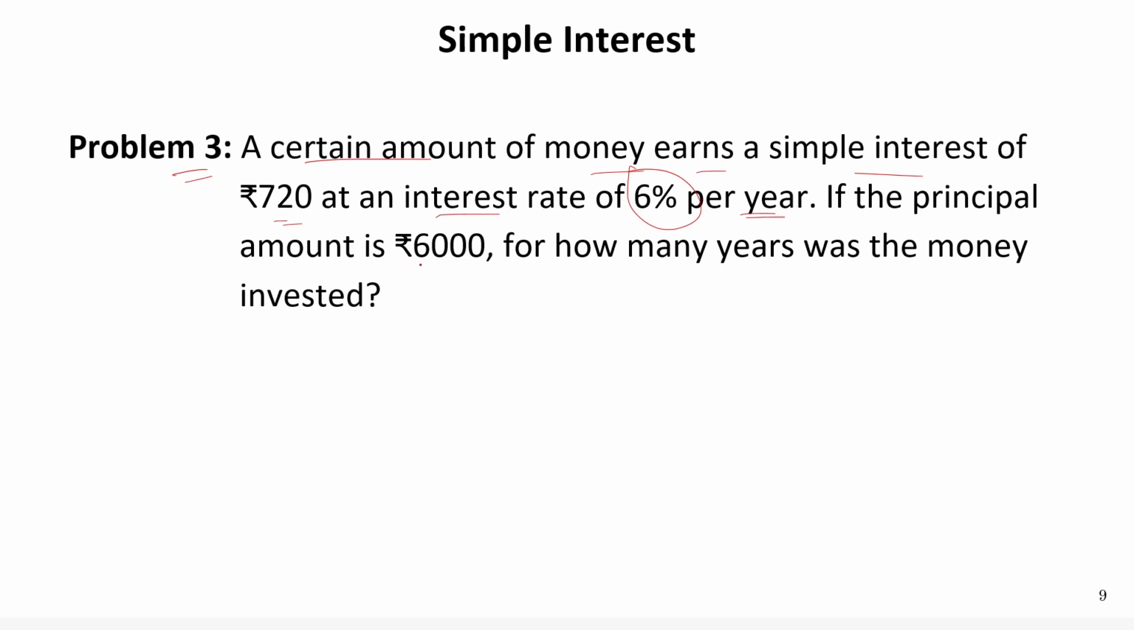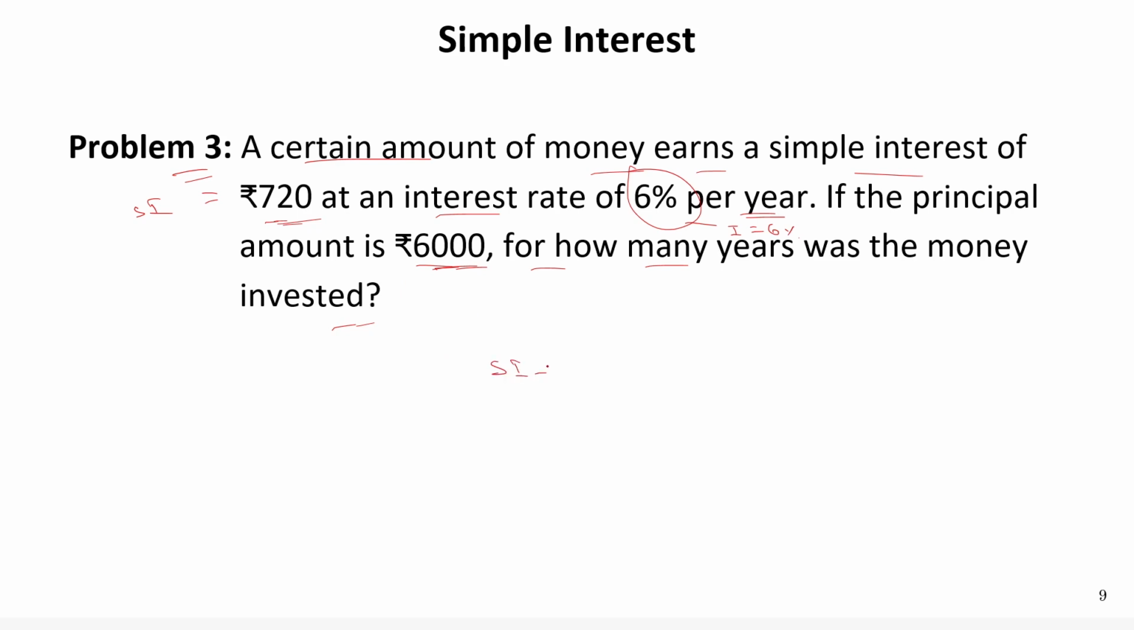So if the principal amount is 6,000, for how many years was the money invested? A certain amount of money earns a simple interest of 720 at an interest rate of 6%. So SI is given to us, and the interest rate R is 6%. And the principal amount P is given to us.